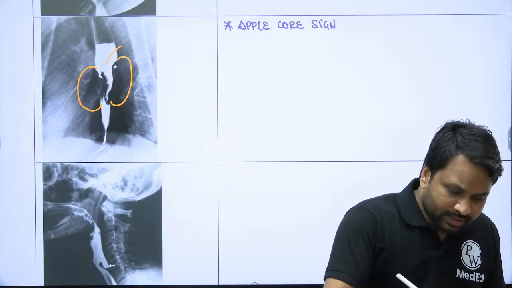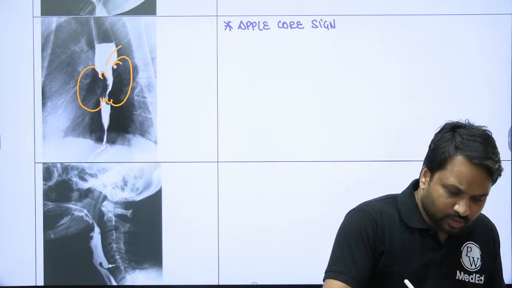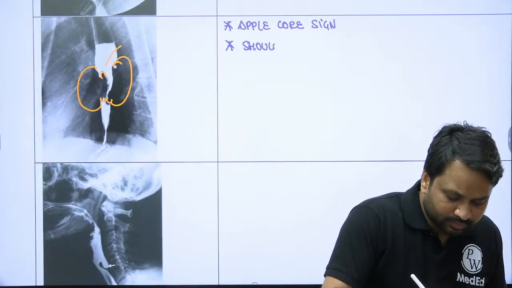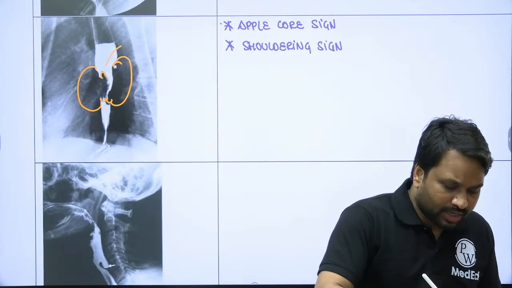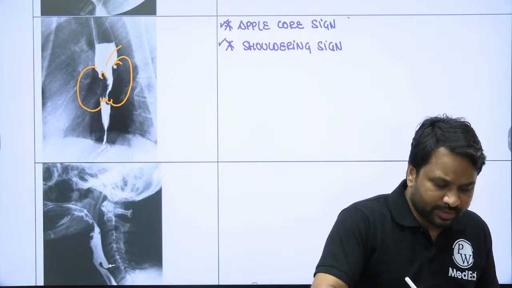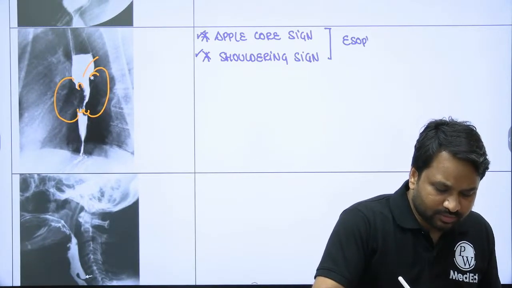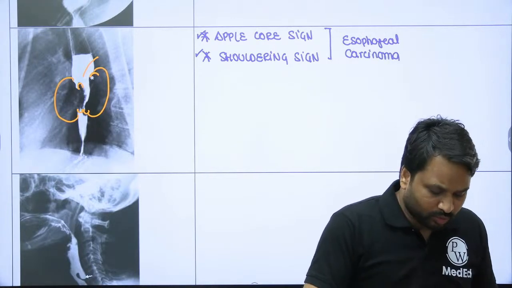Now, when you look at this point, it's as if somebody is shrugging the shoulders here. So this is also called the shouldering sign. So apple core sign or shouldering sign basically indicates a mass. So this is your esophageal carcinoma.